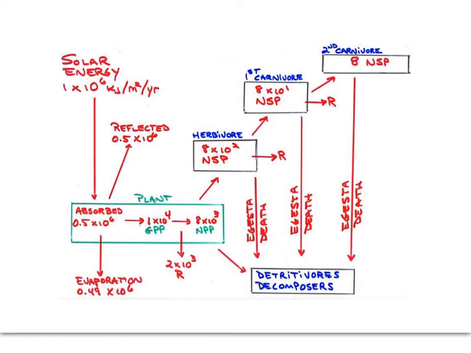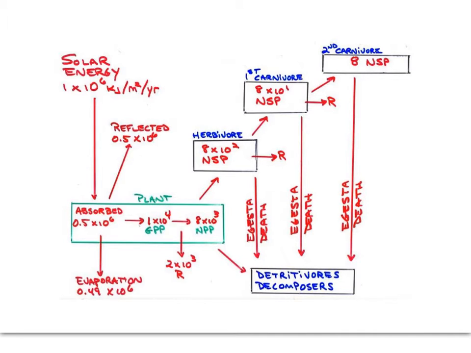So, for example, of all the incoming solar radiation, some of which is reflected from clouds, the Earth's surface, off the surface of the plant itself, and some of which evaporates water, how much is transformed to the photosynthetic organic matter of the plant, in other words, GPP. The output is GPP, 1 times 10 to the fourth kilojoules per meter squared per year, divided by the input, which is the amount absorbed here at 0.5 times 10 to the sixth kilojoules per meter squared per year. The efficiency here is very low, at approximately 1%. Of all the incoming solar energy, not very much is transformed to chemical energy by producers.